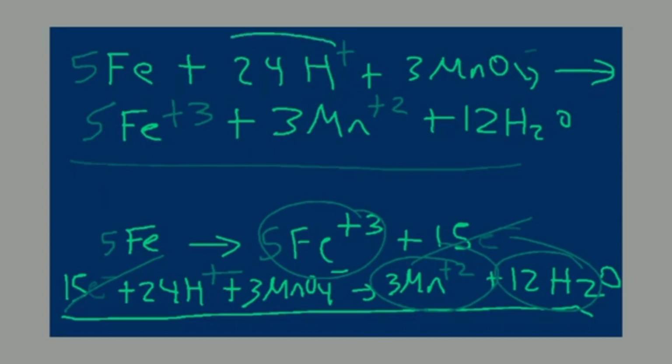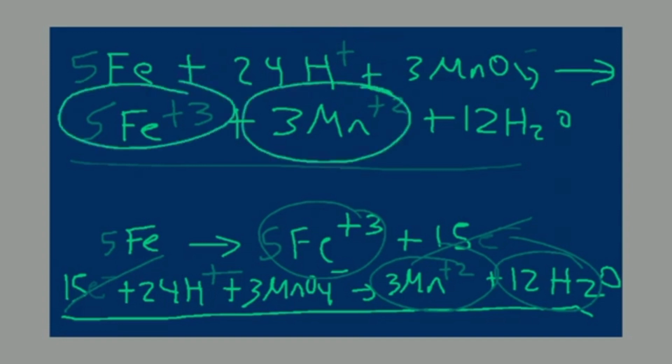So on the left side, we have a charge of 24 and negative 3, which adds to 21. 5 times 3 is 15. 3 times 2 is 6. 15 plus 6 is 21. The total charge is 21 on both sides. So the reaction is balanced. Let's try another example. Try this one.